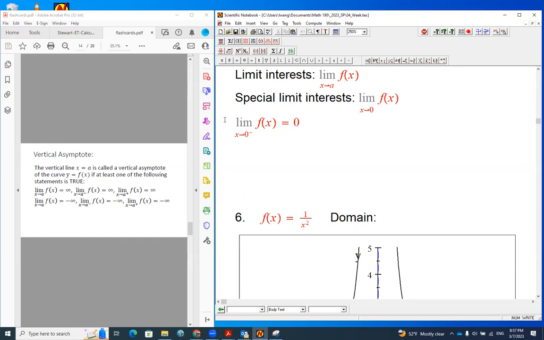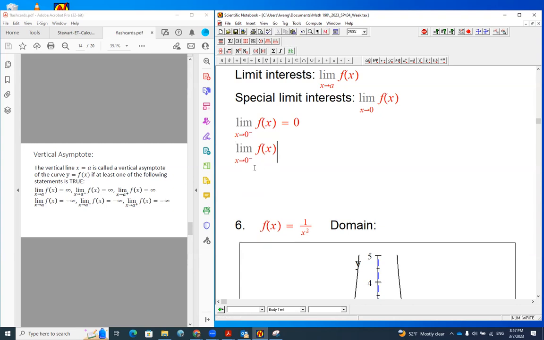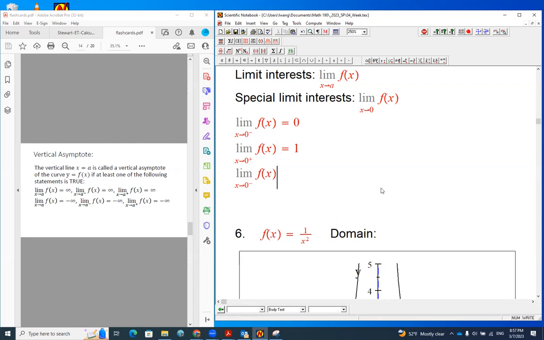If we look at the limit of the function when x is approaching 0 from larger than 0, that limit is going to be equal to 1. So you can see this is commonly used language. When these two limits both exist but are not equal, then the function has no limit. Limit does not exist.